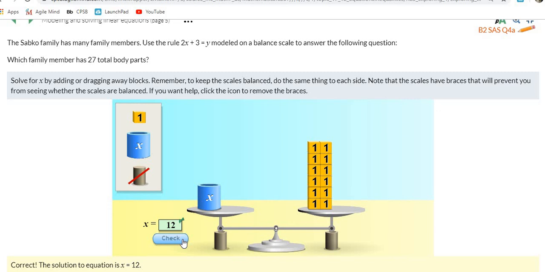Wait, is that why we were adding 3? I was wondering why. Yes. And you were out for that.